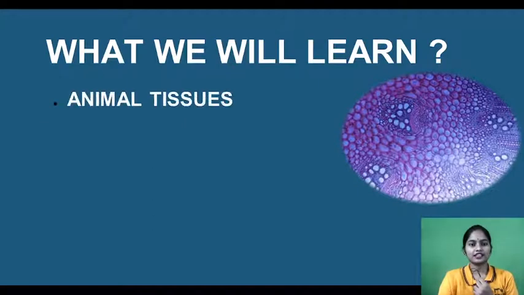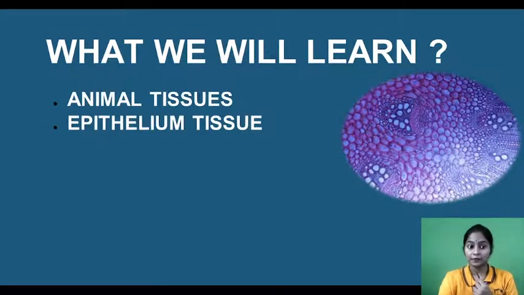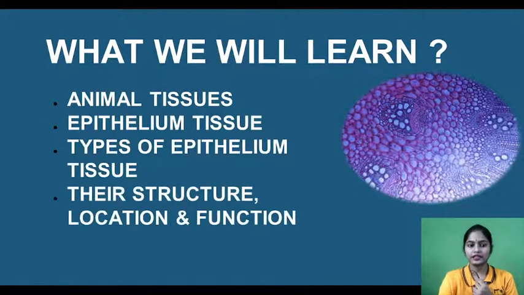So what will we learn? Animal tissues, epithelium tissue, types of epithelium tissue, their structure, location and function. There are different types of animal tissues, among which we will be studying epithelium tissue. Today we will study only one type of tissue, which is epithelium tissue. Animal tissue means the tissues which are found in animals, right? See, they are very beautiful. So we will be discussing epithelium tissue.